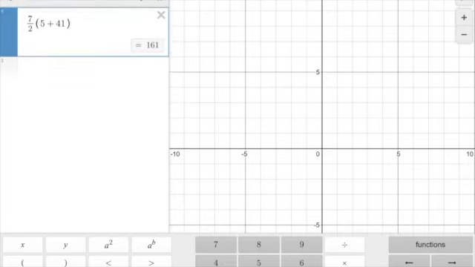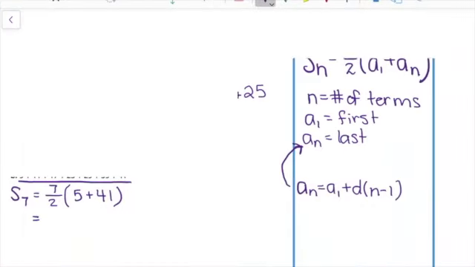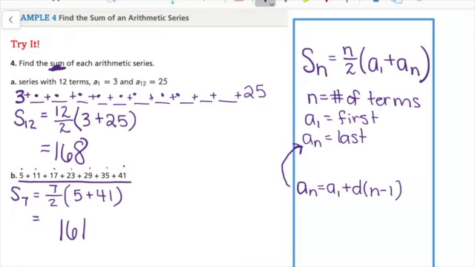Okay, so I had to type that in real quick before I forgot it. My memory's gone. All right, 7 divided by 2 times 5 plus 41 is 161. So I challenge you to just add it up in the calculator. 5 plus 11 plus 17 plus 23 plus 29 plus 35 plus 41. And tell me, do you get the same answer?